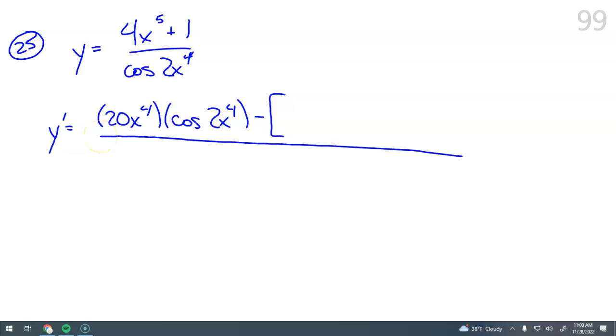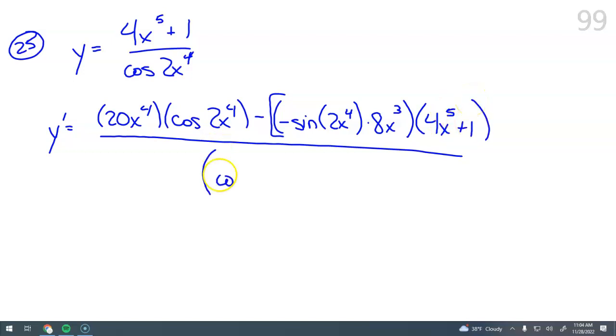Minus. Remember, you're subtracting like this entire second part. G prime times f. So for g prime, take the derivative of the big guy first. The derivative of cos is negative sine. Leave the 2x to the 4th alone, and then multiply by the derivative of that 2x to the 4th. And that I just leave. So that's my g prime, and then that just stays. And on the bottom, you just leave the bottom like it is, and then square.